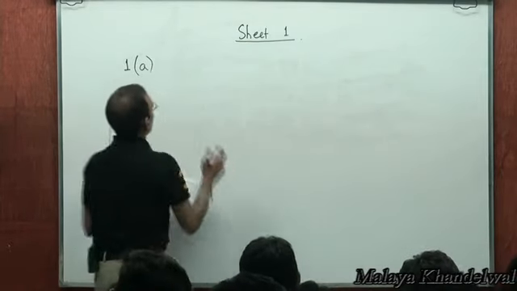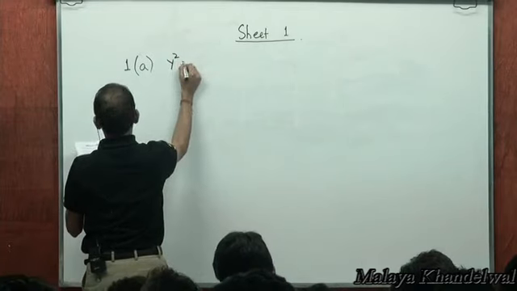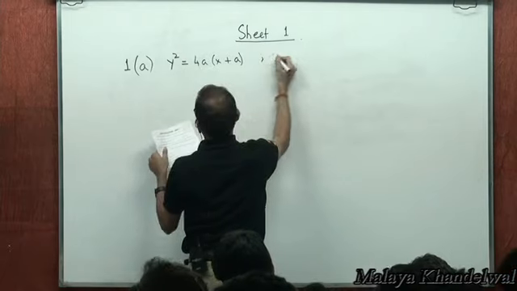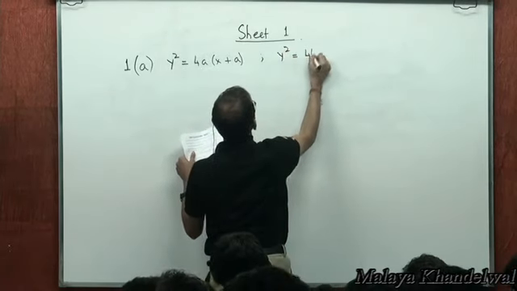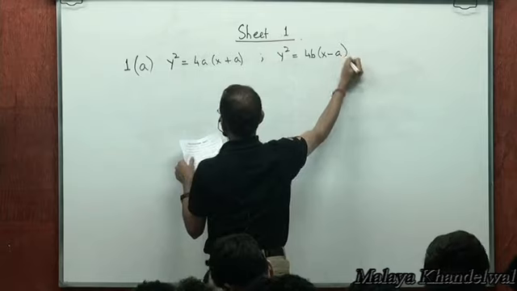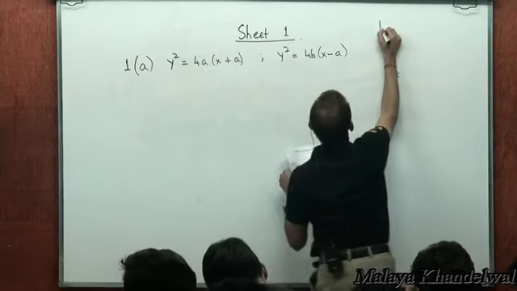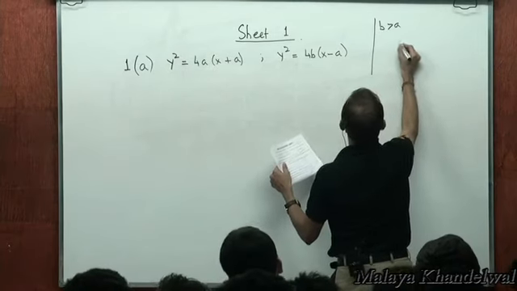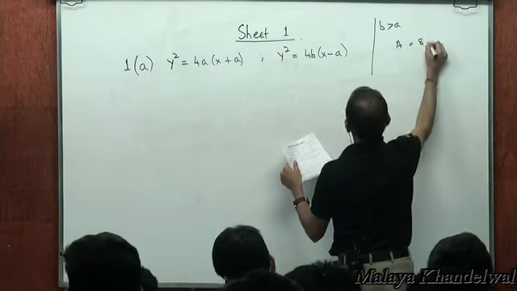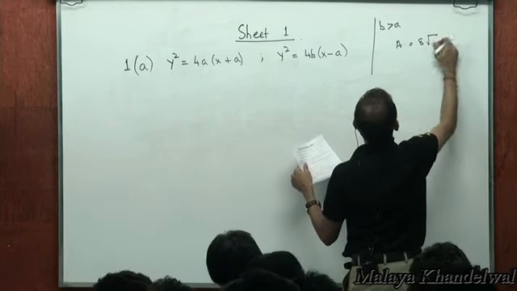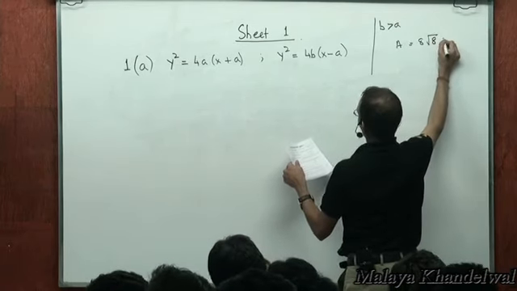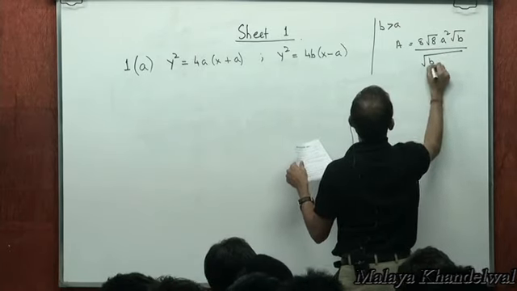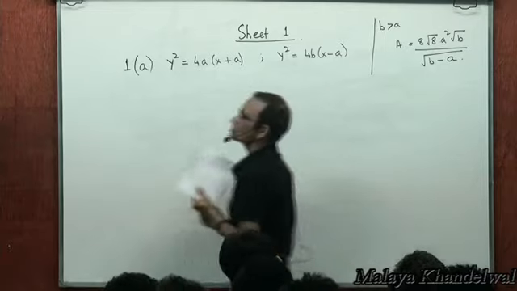We want to calculate the area between y squared equal to 4a into x plus a and y squared equal to 4b into x minus a. The area enclosed, given that b is greater than a, in fact we want to be able to show that the area between the two curves is 8 root 8 a squared root b by root b minus a is what we want to establish as the area between the two curves, right?